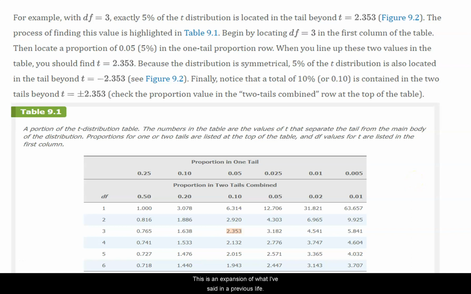This is an expansion on what I said in the previous slide, talking about the example with degrees of freedom equals 3 and the critical value at alpha of 0.5 one-tailed. So there's a narrative there at the top that may be of some extra help to you, but we'll go through a lot of these, and I'm hoping it'll be very reinforced at that point.